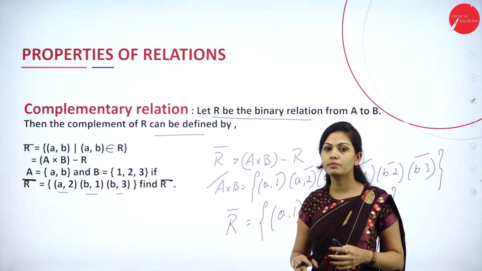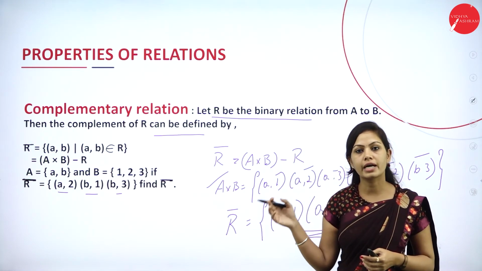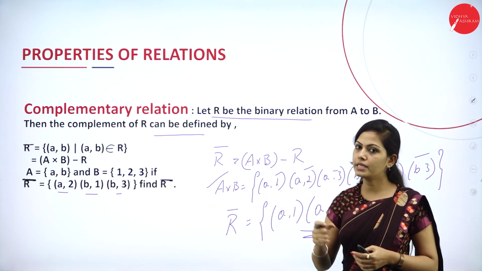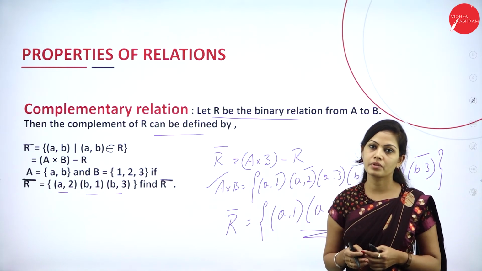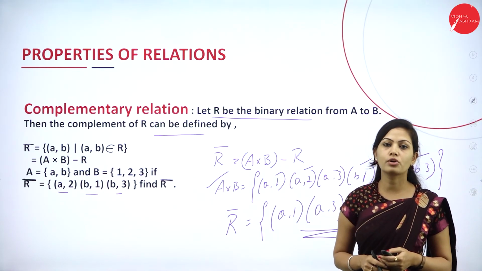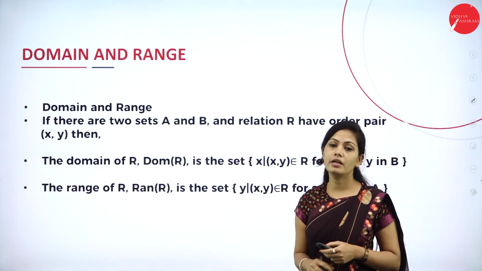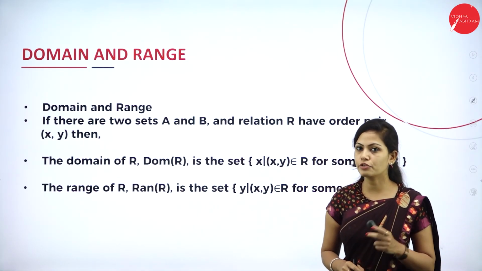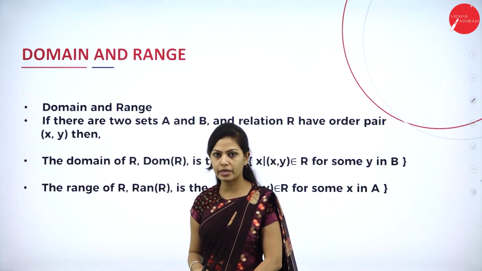So today you learned that we have different properties on relations. We have studied transitive, symmetric, equivalence, complementary, inverse, asymmetric relations. So this is about properties of relation. And the last topic is domain and range. Very important question for 2 marks. So find the domain and range. What is this domain and range?